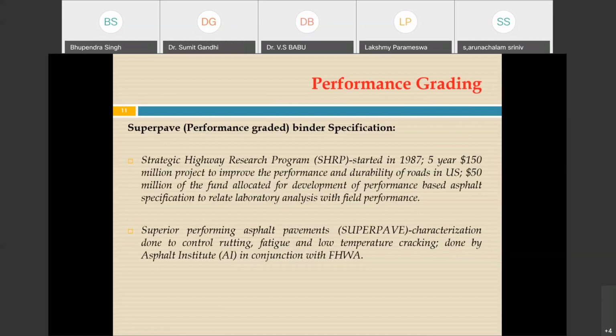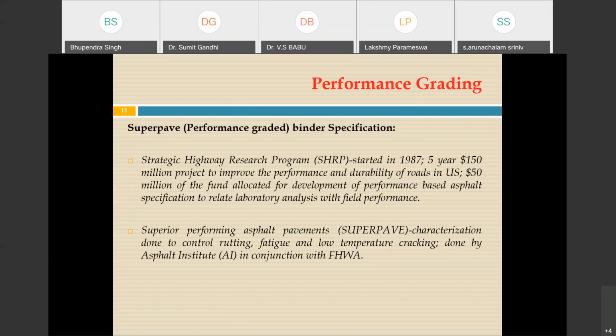And the aim of this program was to improve the performance and durability of the roads in the US. Out of this $150 million, $50 million of the fund was allocated for the development of performance-based asphalt specification to relate the laboratory analysis with the field performance. So a number of tests were carried out, and the results that we were getting in the laboratory were tried to be correlated with the field performance. So as a result of the SHRP, Superior Performing Asphalt Pavement characterization, which is also known as Superpave characterization, came into existence.